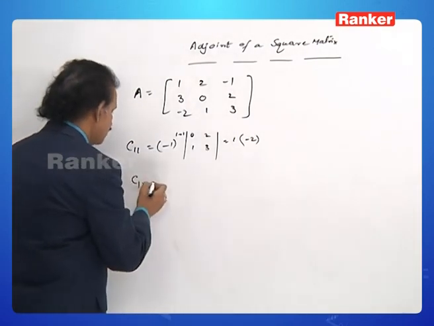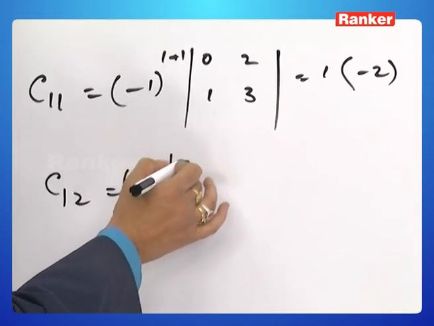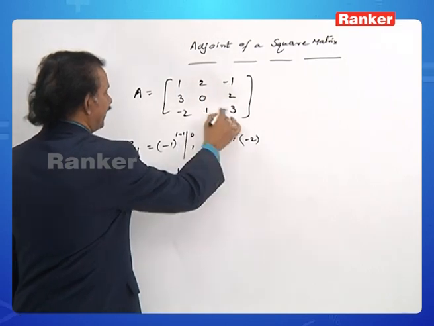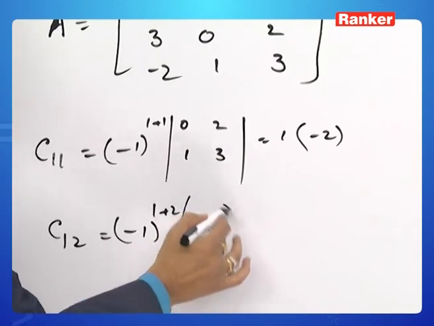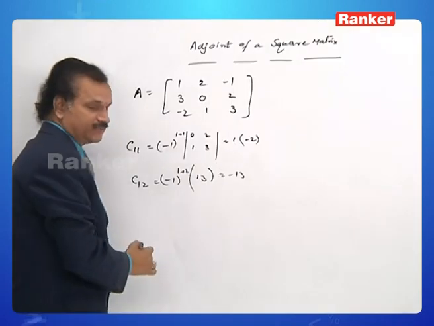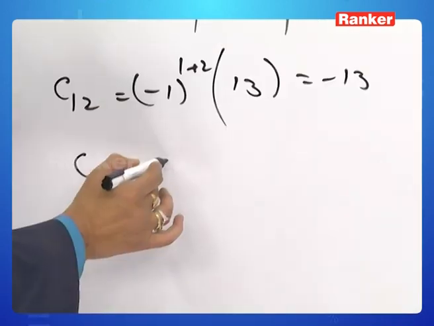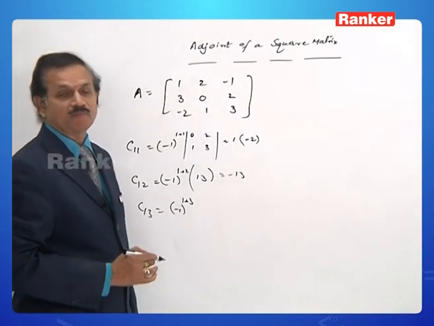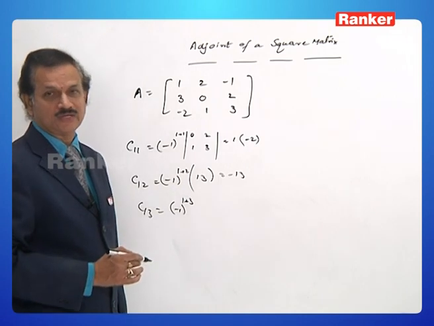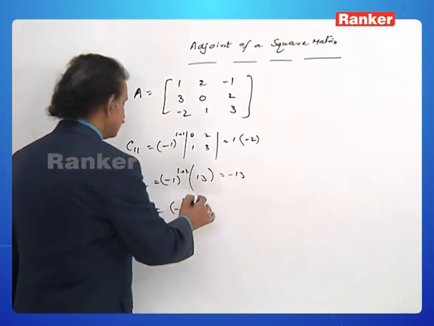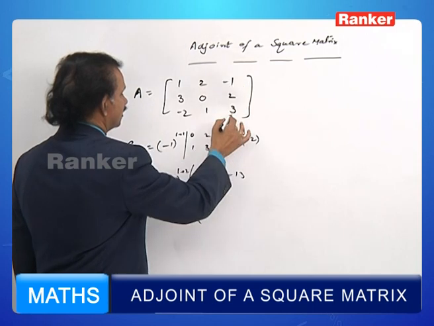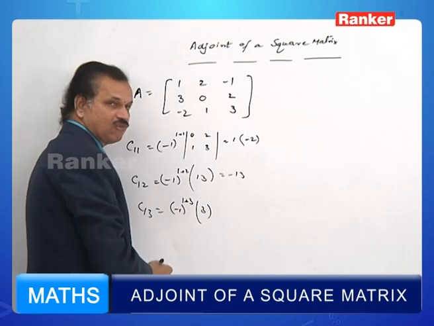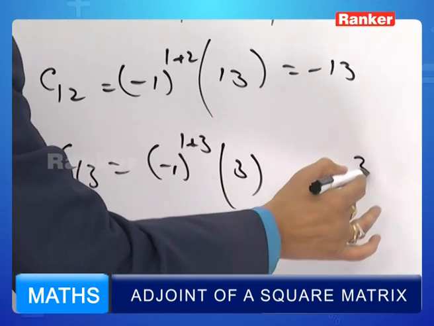Well, C12, what is that? -1 whole power 1 plus 2 into first row, second column. 9 plus 4, 13. So it is minus 13. C13, -1 whole power 1 plus 3, as it is lying in the 1/3 place, that is the first row and third column. Delete them. 3 minus 0 is 3. 1 plus 3 is 4. -1 whole power 4, so it is 3.